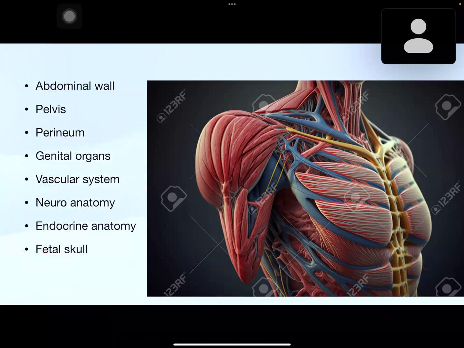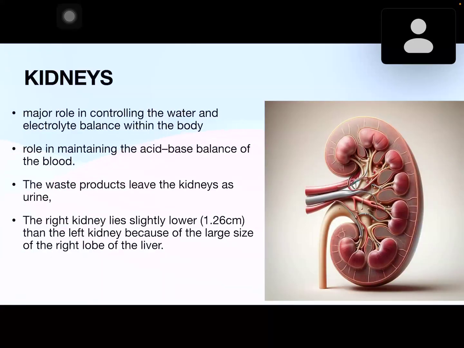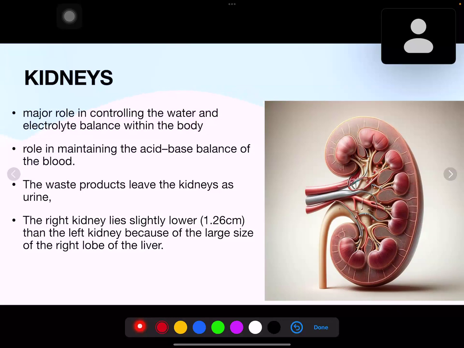So we are going to start our 3rd lecture today, and we were left with the perineum and a few pelvic organs as well. Starting with our urinary tract, because it's also a very important topic for MRCOG. You have to cover the basic anatomy of these organs as well. Kidneys have a major role in controlling the water and electrolyte balance within the body. They have a role in maintaining the acid-base balance of blood, and the waste product you all know is the urine.